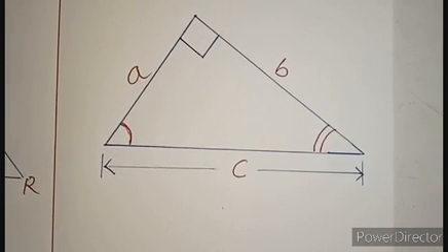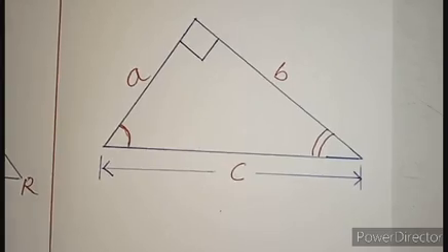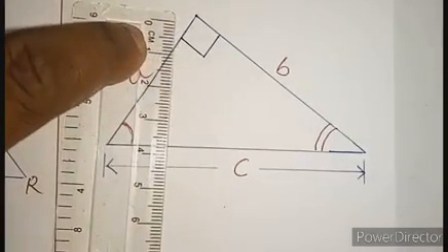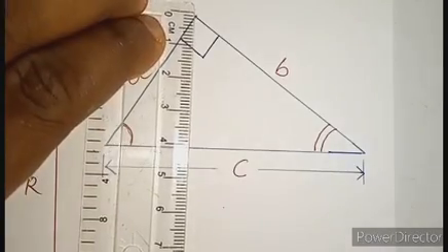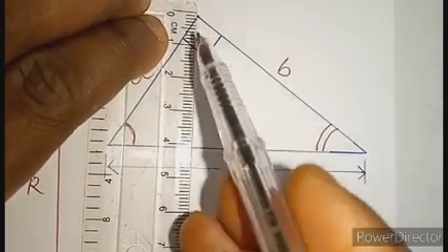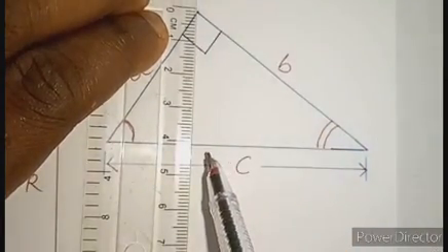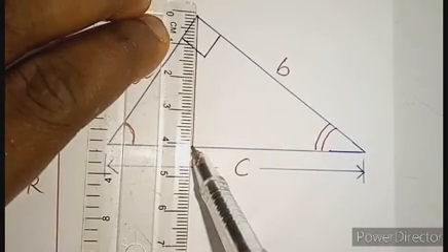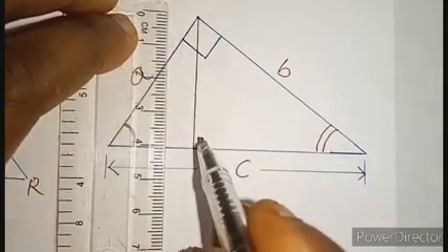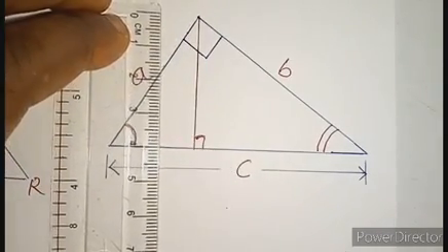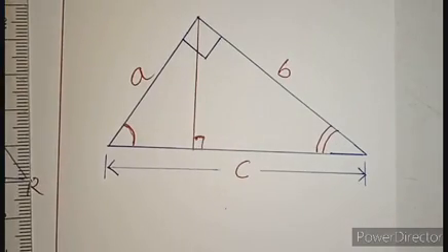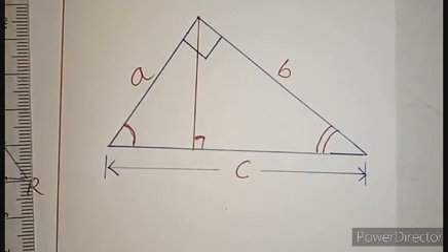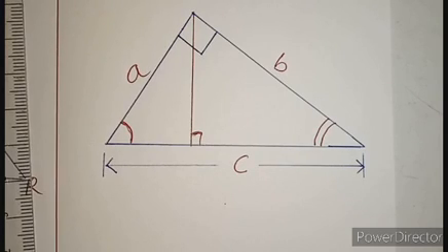Before I stop the lesson, I want to give you something as a bonus. Look at this right angle triangle. If I come to where you have the 90 degree and I draw a perpendicular line from here touching the line, if I do that, it will form 3 sets of similar triangles.